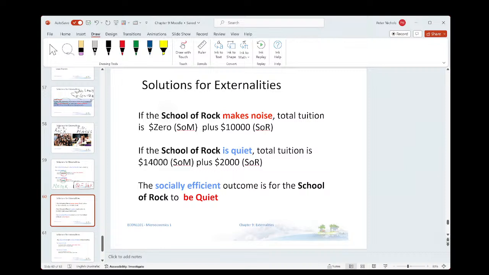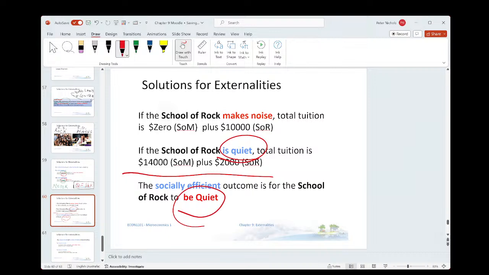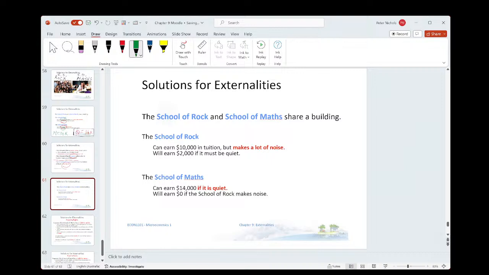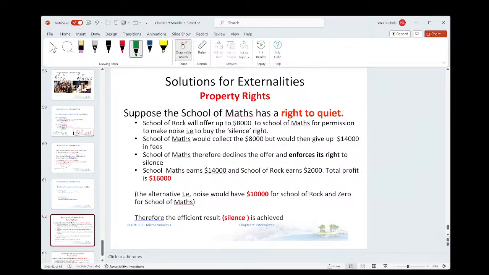We've seen that the socially efficient outcome is to be quiet. We've added those two up. We've seen that quiet is 16,000, whereas noise is just 10,000. So it's more efficient to be quiet. So then we say, all right, they share the building. They've got these payoffs.